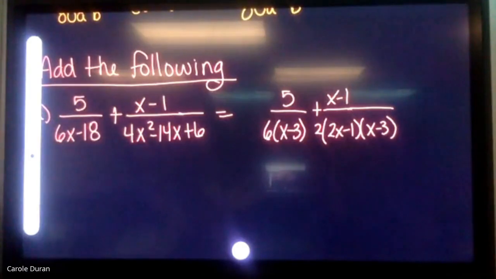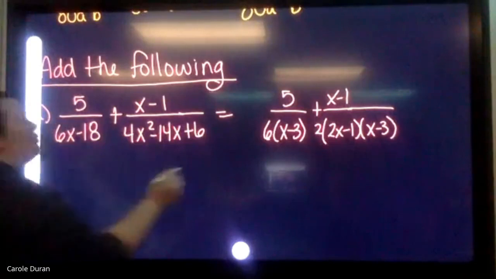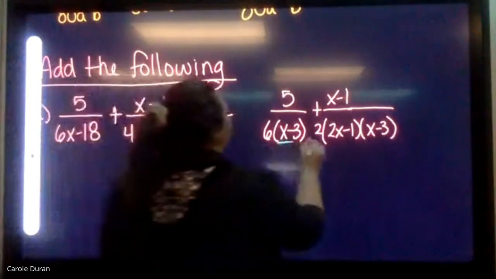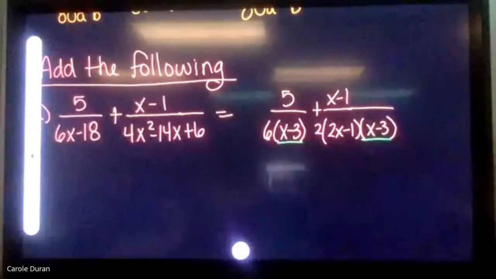Does everybody see what I did for the most part? Go back. The concept still works the same way. Do my denominators have anything in common right now? X minus 3, which means this doesn't need to be added to either side because it's already there. But everything that they don't have in common is going to have to go to the opposite side.